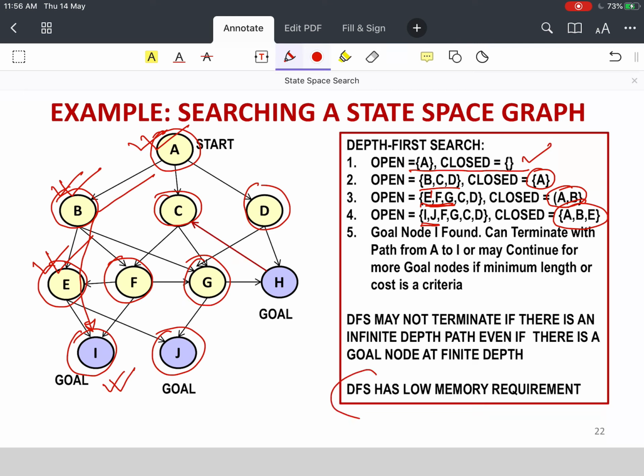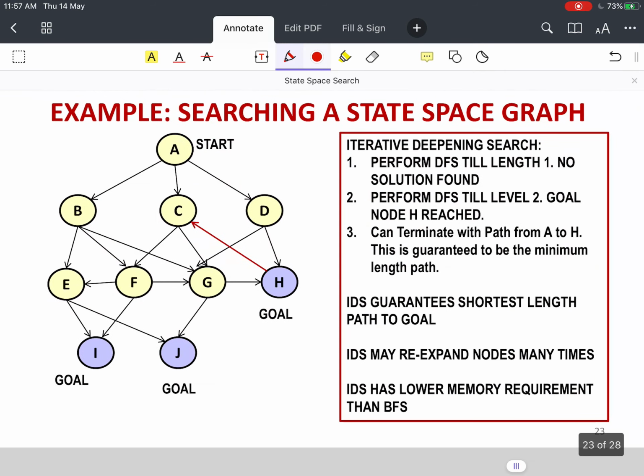Depth first search also has a very low memory requirement, as we shall see, because the size of the open list will be contained by the depth of the search. As soon as the search backtracks from its particular depth, the size of the open list starts reducing. But if the graph is potentially infinite, because the state space is defined by an implicit set of rules, then it can just go on and on in one direction and never terminate. So this is the basic depth first search algorithm.